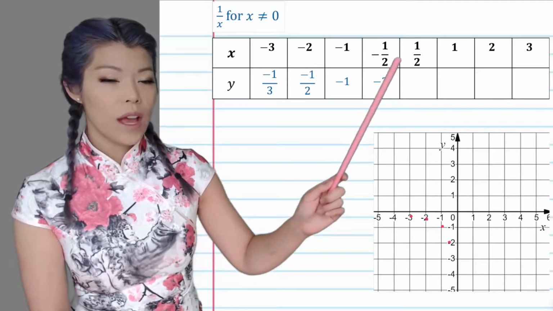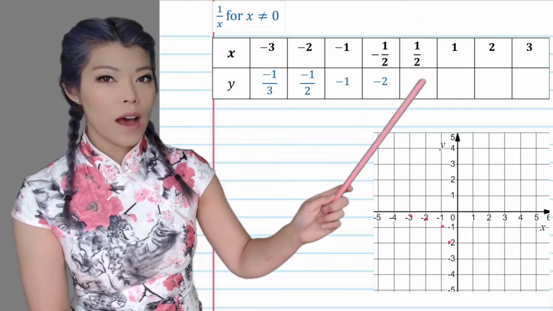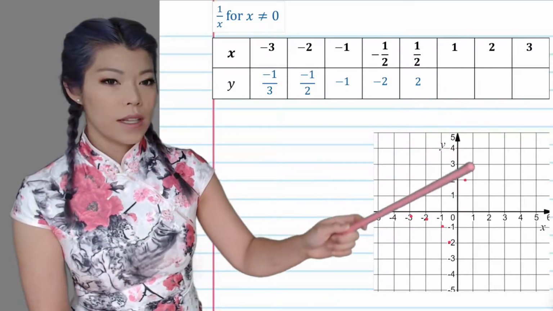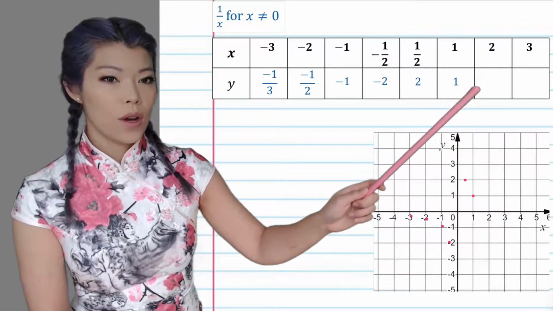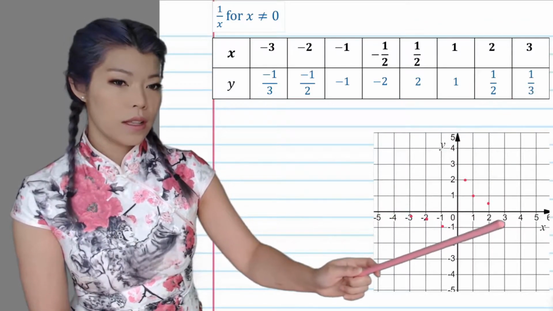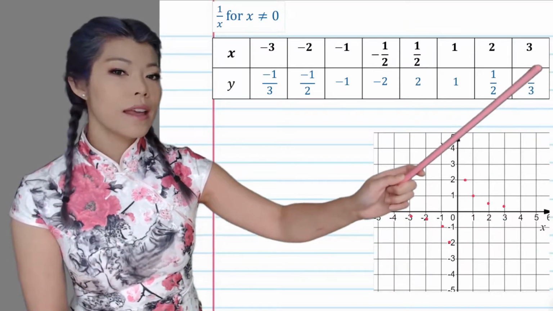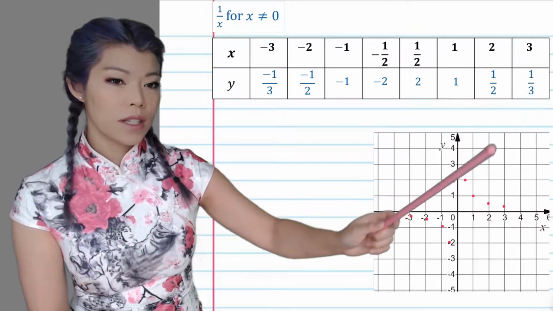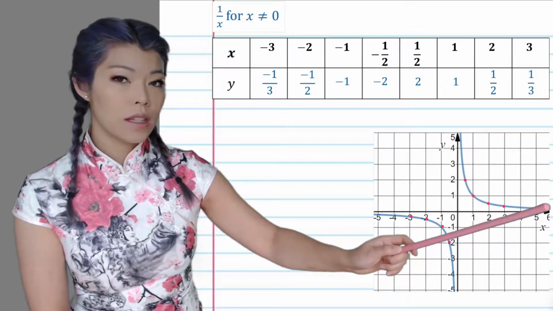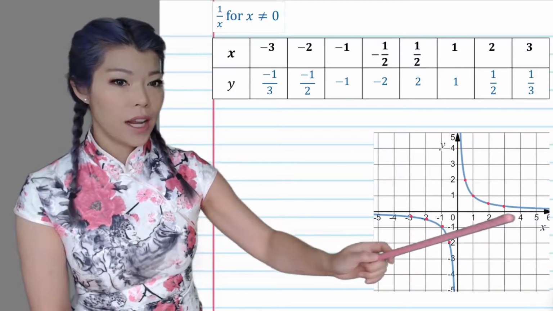What happens when we have positive values? 1 over 1/2 is equal to 2. 1 over 1 is 1. 1 over 2 is 1/2. And we can see that 1 over 3 is getting smaller. And the bigger the x value, 1 over 10 for example, what do you think it will look like? It will get smaller and smaller and smaller, but it will never touch the x-axis.